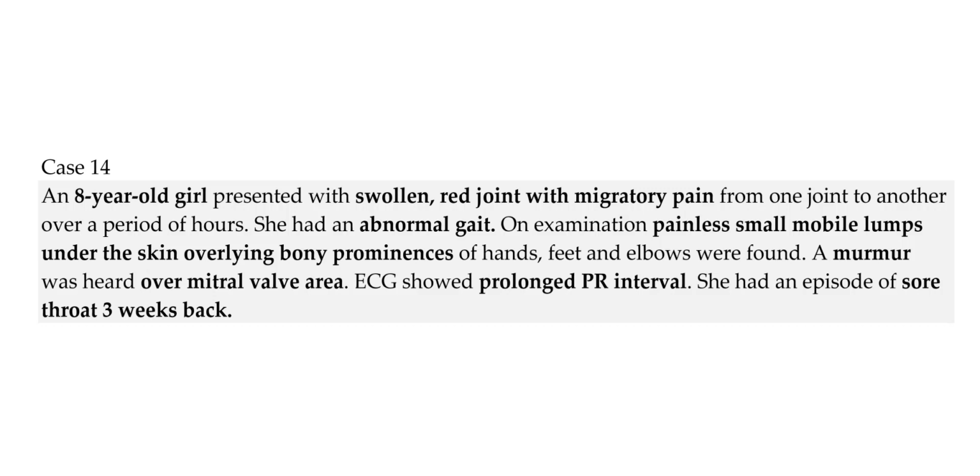Let us start. An 8-year-old girl presented with swollen right joint with migratory pain from one joint to another over a period of hours. She had an abnormal gait. On examination, painless small mobile lumps under the skin overlying the bony prominence of hands, feet, and elbows were found. Her murmur was heard over the mitral valve area. ECG showed prolonged PR interval. She had an episode of sore throat 3 weeks back.